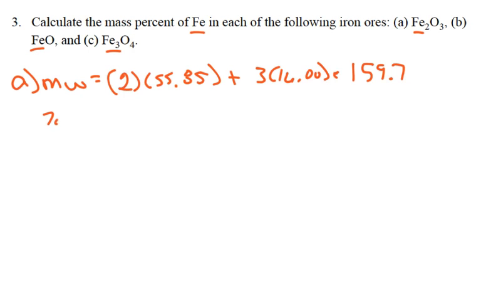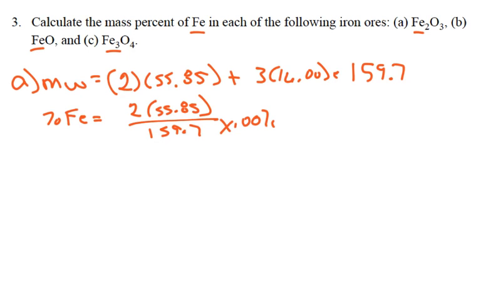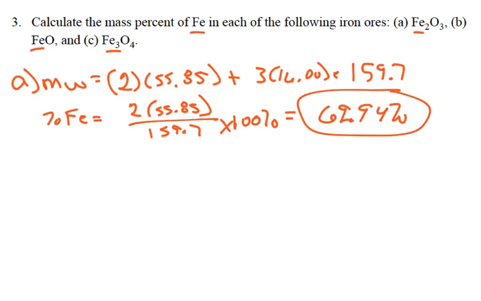So for percent iron equals 2 times 55.85, and then we're going to divide that by 159.7 times 100%, which is 69.94%. That's for the first one.